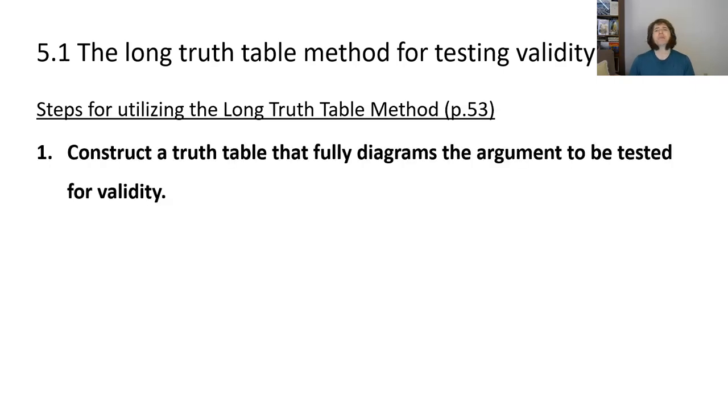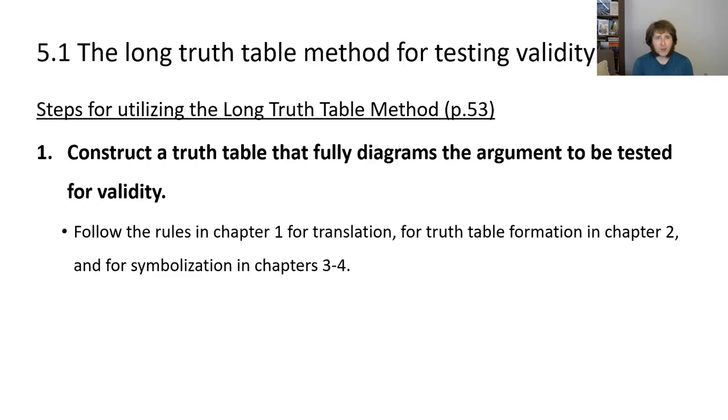So the first step, when you have some argument and you want to use the long truth table method to check it for validity, first construct a truth table that fully diagrams the argument to be tested. What does this involve? Everything we've been looking at so far.